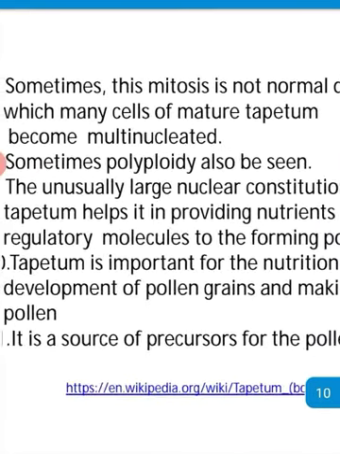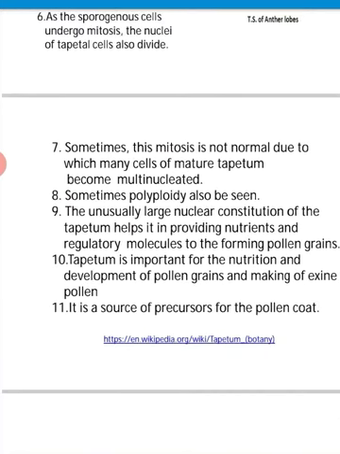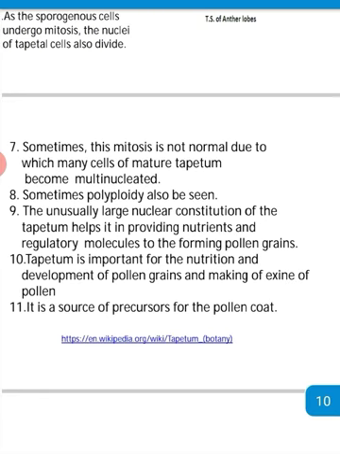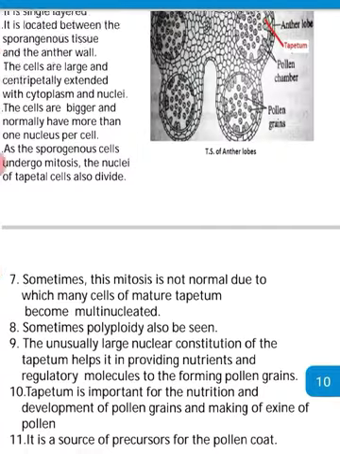Sometimes this mitosis is not normal, due to which many cells of the mature tapetum become multinucleated. Sometimes polyploidy can also be seen. The unusually large nuclear constitution of the tapetum helps it in providing nutrients and regulatory molecules to the forming pollen grains. The tapetum is important for the nutrition and development of the pollen grains and for making the exine of the pollen. It is a source of precursors for the pollen coat.